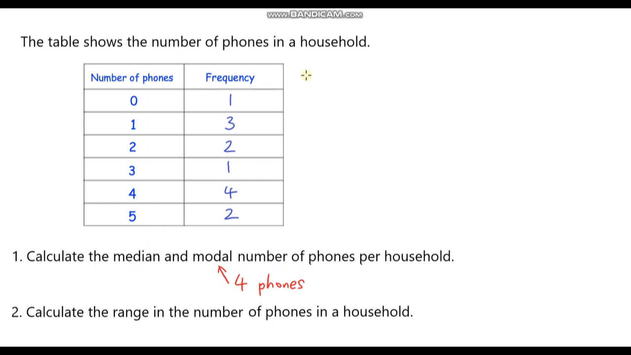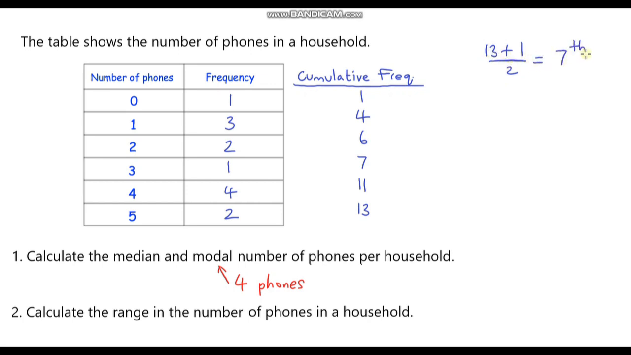So again, I'm going to do my cumulative frequency column. So the first row is just going to be 1, and then we're going to add on 3. That takes us to 4. Plus 2 is 6. Plus 1 is 7. Plus 4 is 11. Plus 2 is 13. And now we can calculate the position of the median. So we need to add 1 to this number and divide by 2. So 13 plus 1 divided by 2, or 13 plus 1 is 14. 14 divided by 2 is 7.